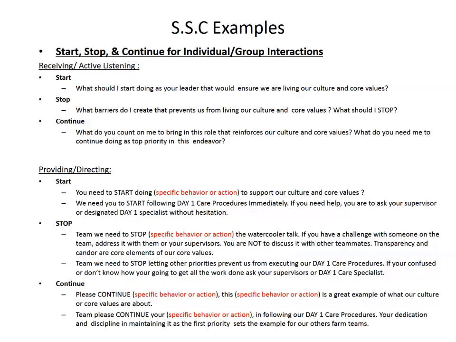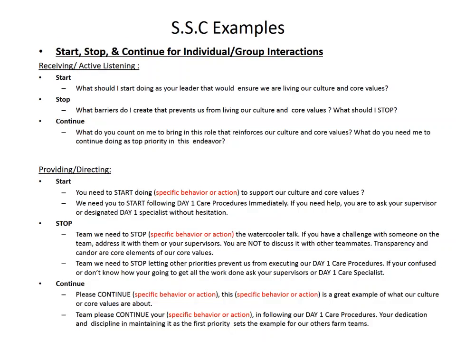Here's some examples of providing feedback. The first one, this is a little bit of how you do it. You need to start doing specific behavior action to support our culture or core values. In other words, what do we need to start doing? But the one I like in here that a colleague of mine in the pork industry came up with: we need to start following day one care procedures immediately. You need help, you are to ask your supervisor or designated day one specialist without hesitation. That's a pretty specific feedback given to a certain team, isn't it?